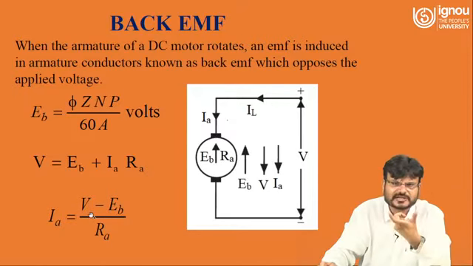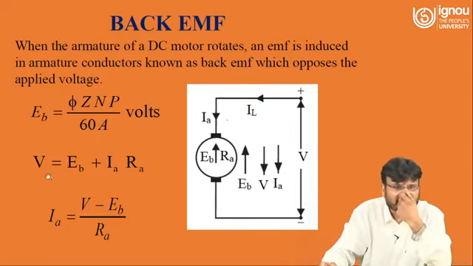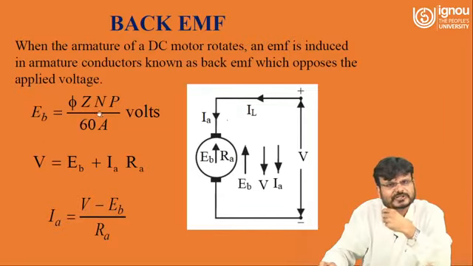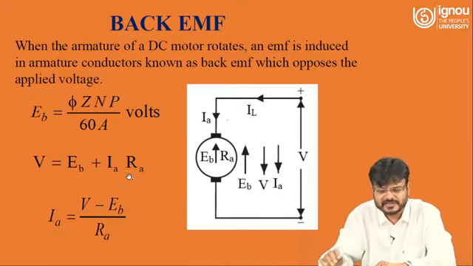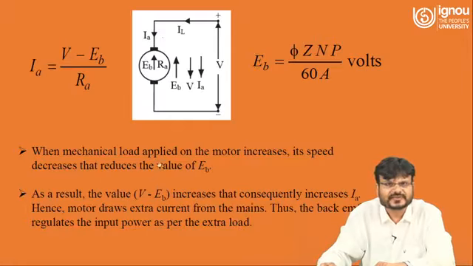So this value of V minus Eb is less. If V minus Eb is less, that means the armature current is less. And this Eb is directly proportional to the speed of the motor, as I already told you. Now we have to understand the 3 conditions of how this back EMF can be used to develop the torque in a DC motor. So you have to remember these 2 formulas: Ia is equal to (V minus Eb) upon Ra, and Eb is equal to phi Z N P upon 60A, where phi is the flux per pole.